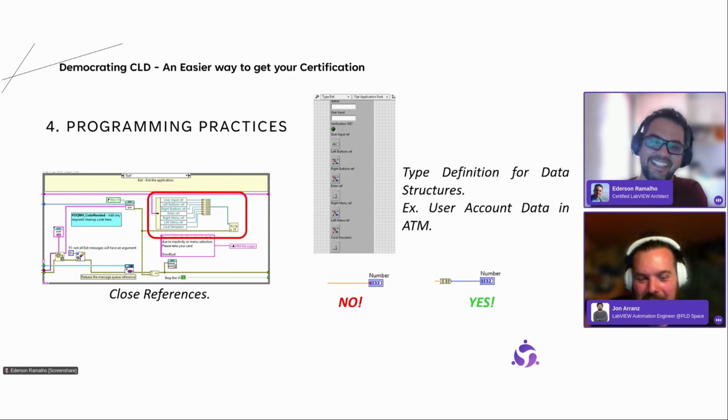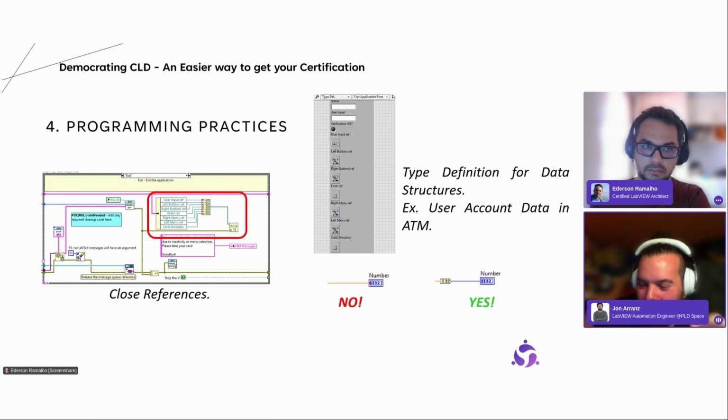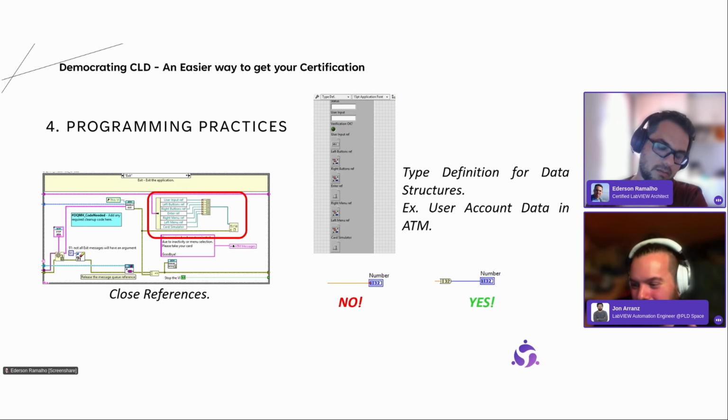And they also check first. The first thing they do is check the arrow in order to see if they can run the project or not. And if the arrow is broken, you fail the exam.